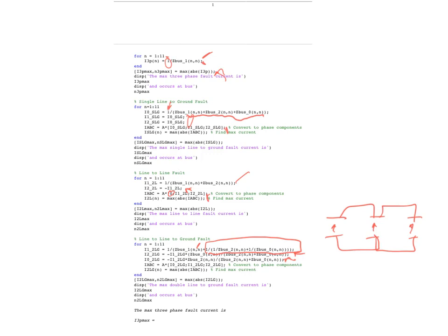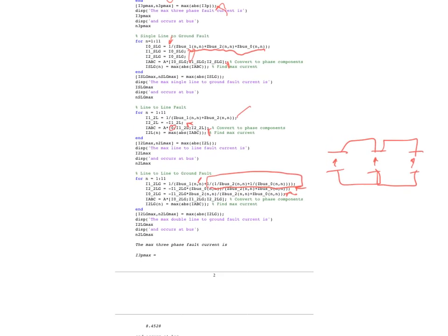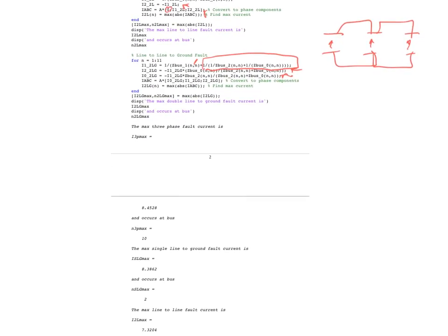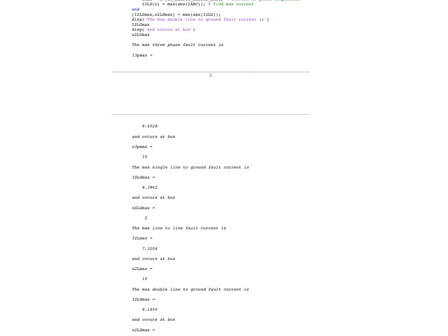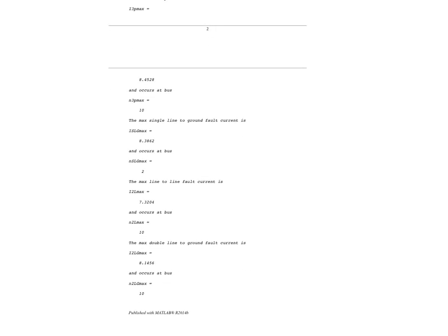And then I spit through all those, continue on, and then I display the max 3-phase fault current, which is 8.5 per unit and occurs at bus 10. The single line to ground is 8.4, which occurs at bus 2. The maximum line to line is 7.3 and occurs at bus 10. And double line to ground is 8.14 and occurs at bus 10.